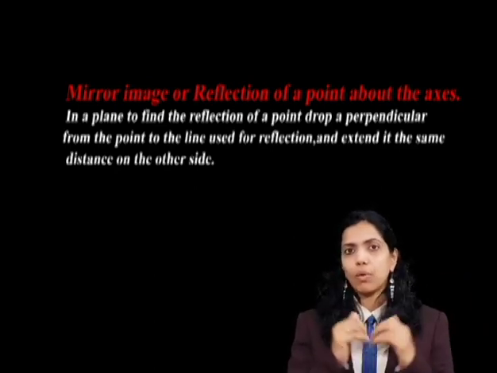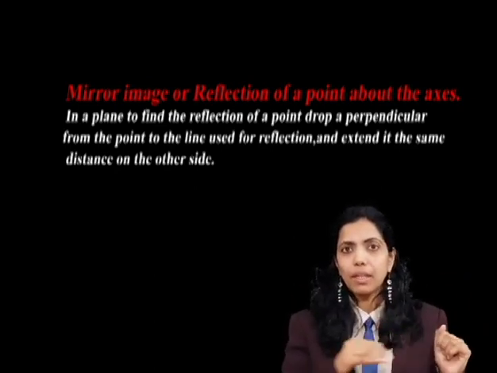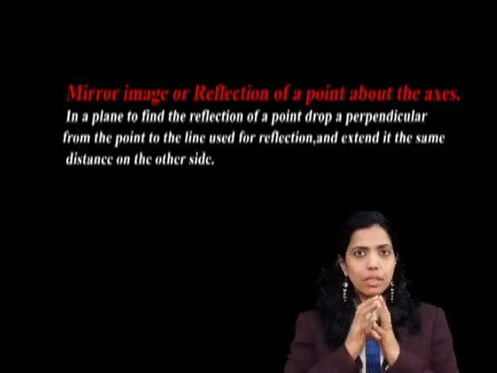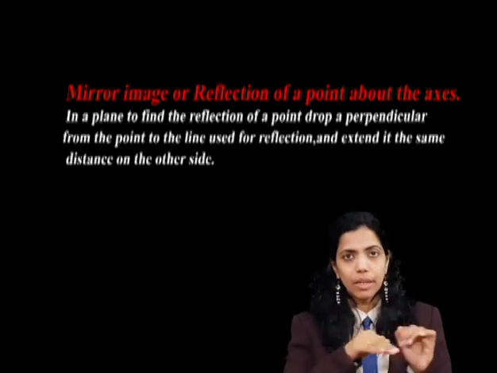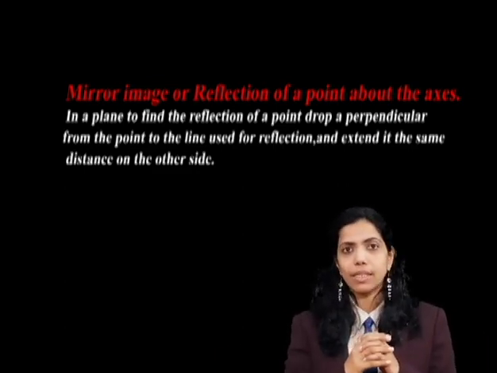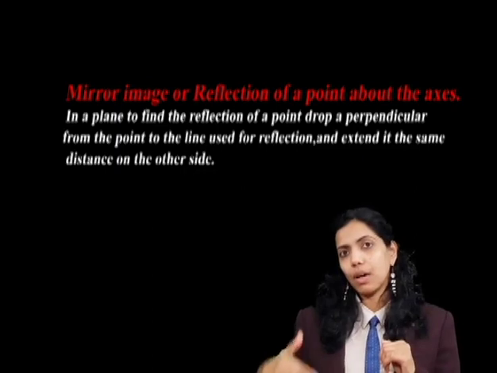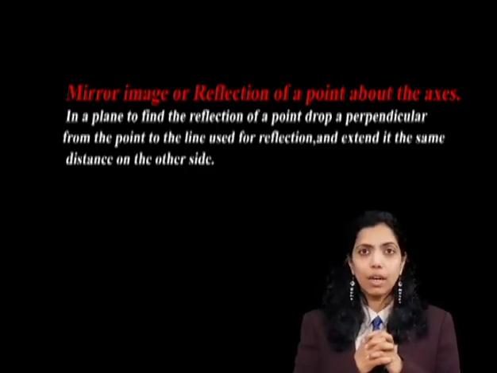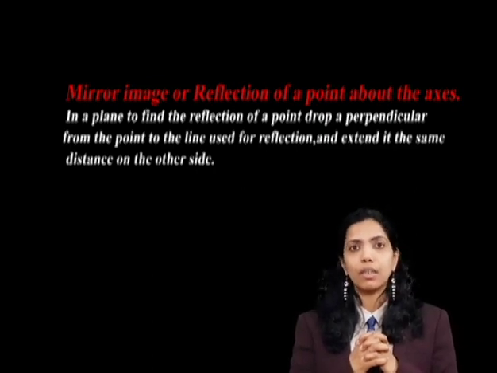Now at the same time, what will happen if I am keeping the x-axis as the mirror line? Of course the point is in the first quadrant. We are keeping the horizontal line, the x-axis, as the mirror line, so we have to go down. So we are getting the fourth quadrant as the mirror image of the given point.